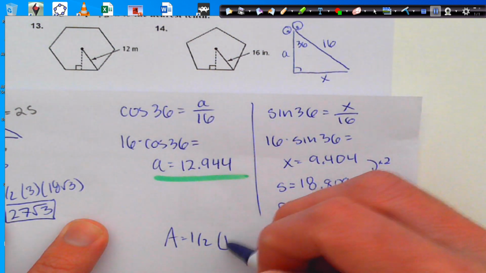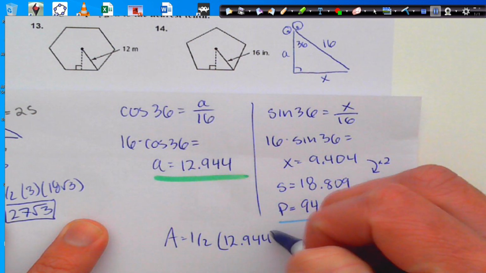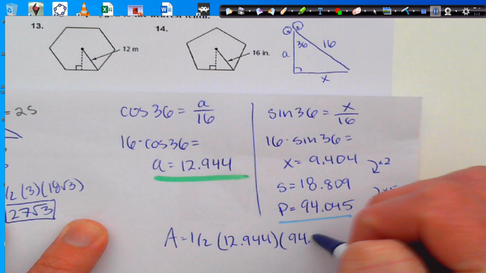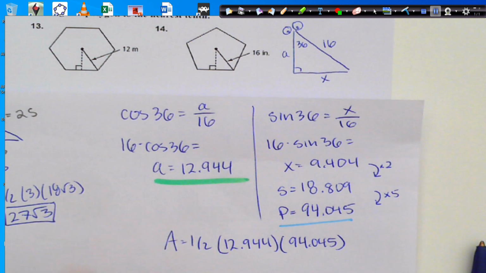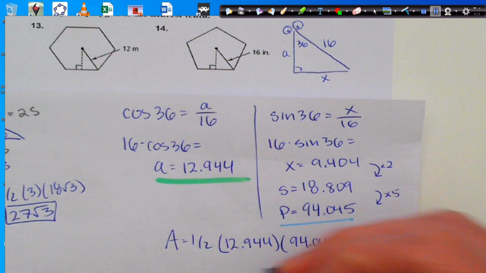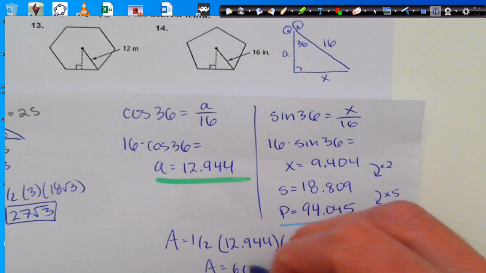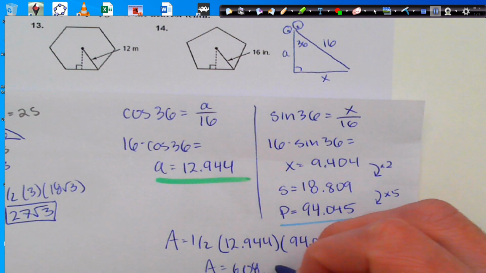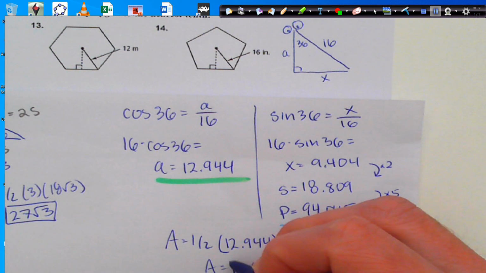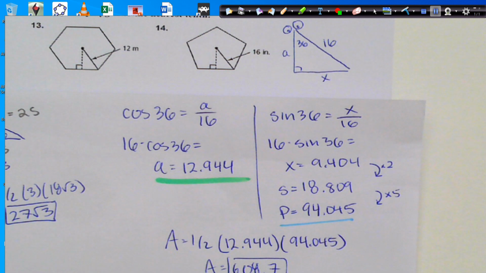Anyways, here we go. 12.944 and 94.045. Let's multiply all those together and let's get an answer. Okay, so we plugged it all in, and I got 608.7 if we were to round correctly. So that should be our answer for Go Formative. Alright, there you go. Solid.